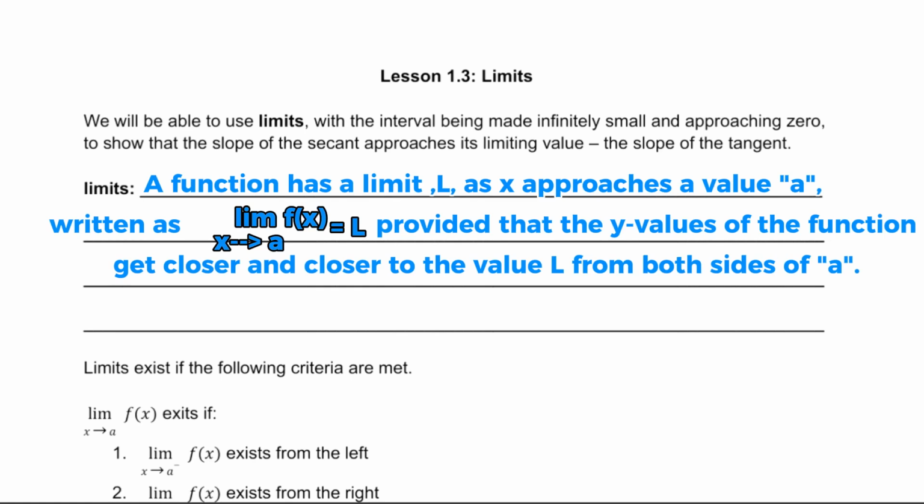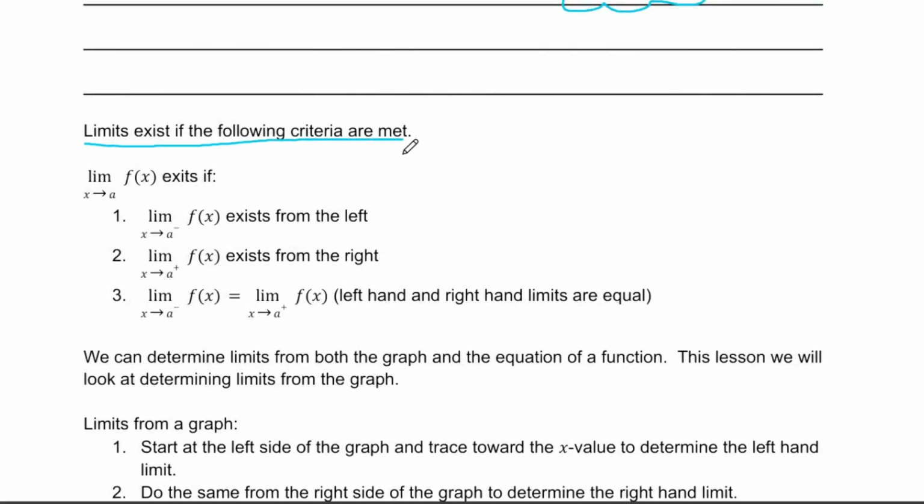Notice that a limit is concerned with what the function is approaching, not necessarily the value of the function at that point. For a limit to exist, three conditions must be met. First, the left-hand limit must exist. Second, the right-hand limit must exist. Finally, the left-hand limit and the right-hand limit must be equal. If all three conditions are satisfied, then the limit exists.